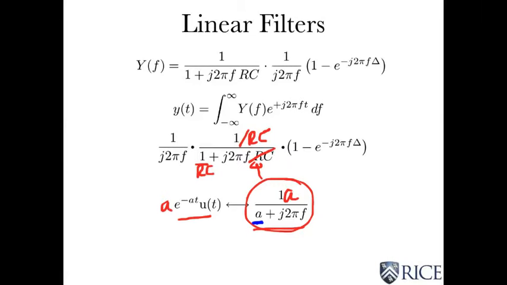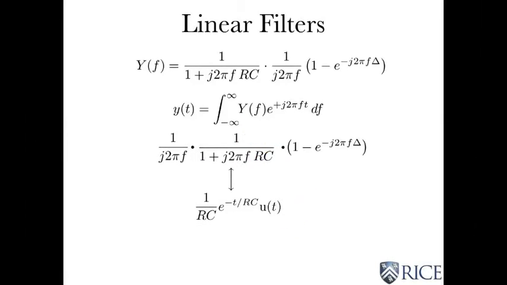And so I know that the inverse Fourier transform of this term is this. And now we're almost done. Now I know that the 1 over j2 pi f means integrate. So I just have to integrate this term. And again, this is an integral from minus infinity to t. It's always a definite interval. That's what integrate means. And so that's what you get when you perform the integral.